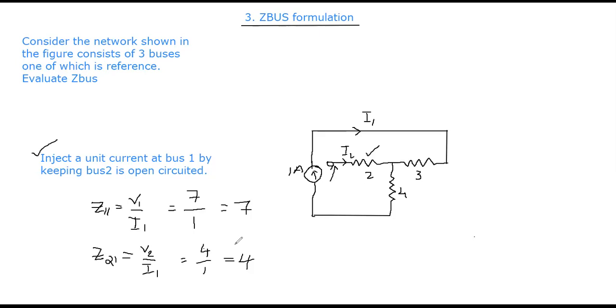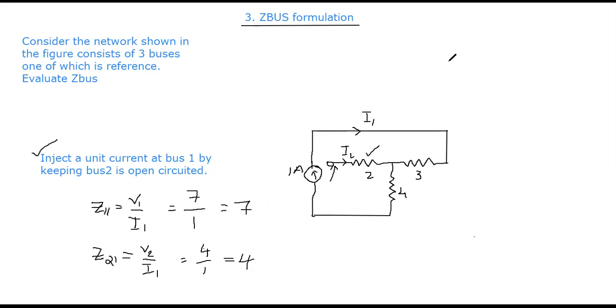Similarly, Z21 is equal to V2 by I1. So these are the Z parameters; we already know how to obtain them. Based upon the number of nodes here, we are getting the number of algebraic equations. So Z21 is equal to V2 by I1, that is equal to 4 by 1. The first parameter is Z11, and the second parameter is Z21.